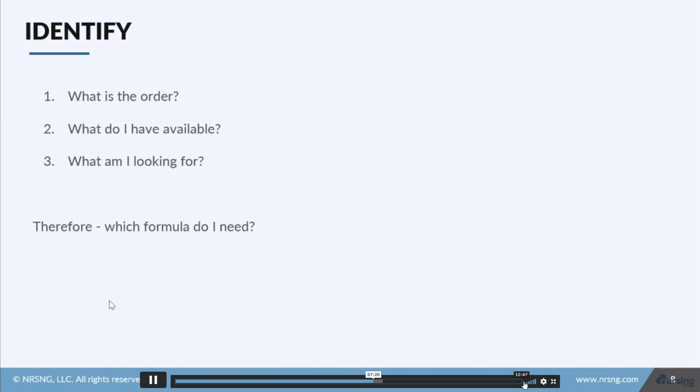Okay, so step 1 is identify. This is all about identifying your variables. What are you working with? What are you looking for? What's the order? What do you have available? And based on all of that, you can decide what formula to use.